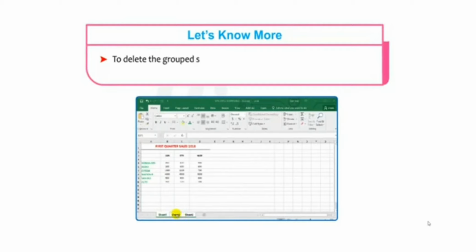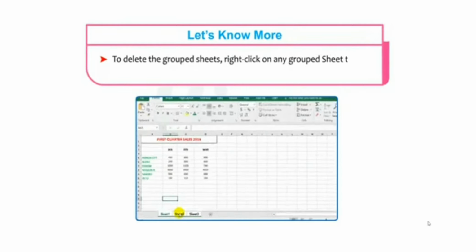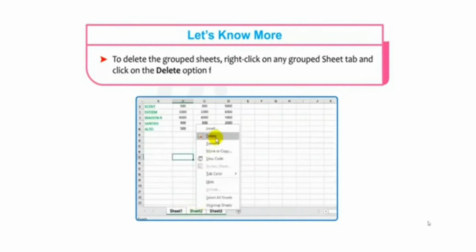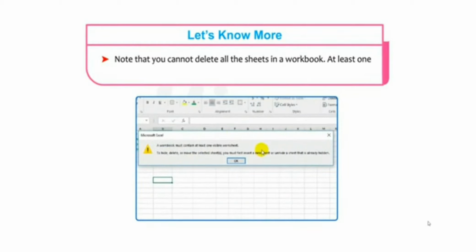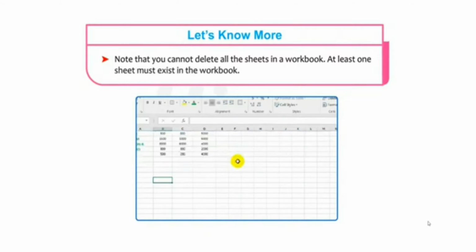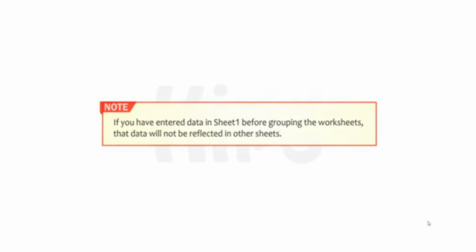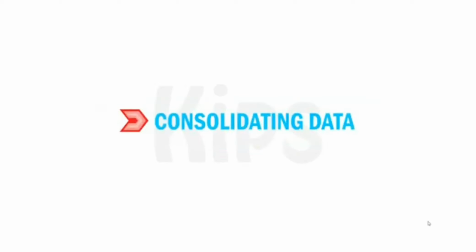Students, to delete the grouped sheets, right-click on any grouped sheet tab and click on the Delete option from the shortcut menu. Note that you cannot delete all the sheets in a workbook. At least one sheet must exist in the workbook. Also note that if you have entered data in Sheet 1 before grouping the worksheets, that data will not be reflected in other sheets. Alright students, I will now explain how to consolidate data.